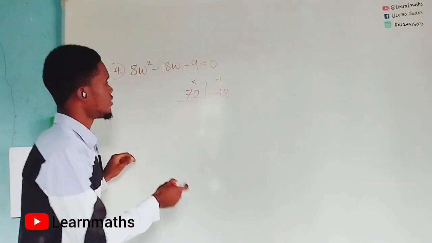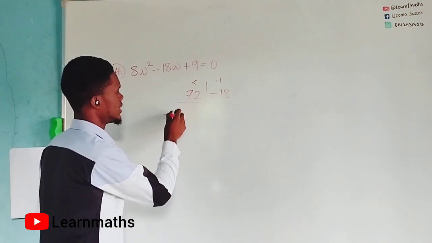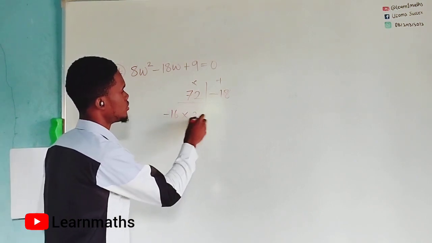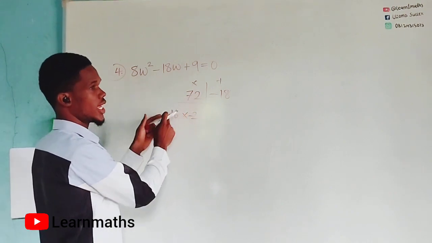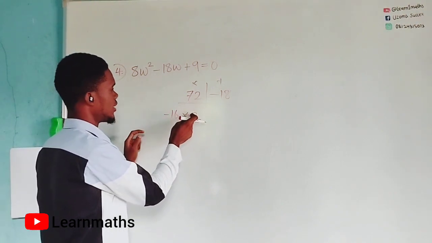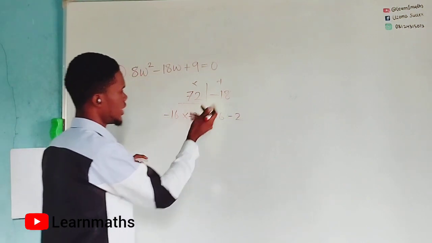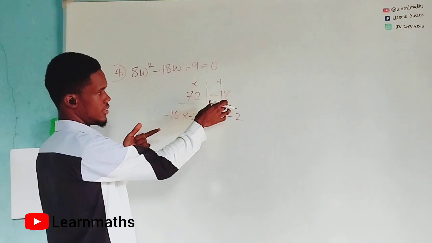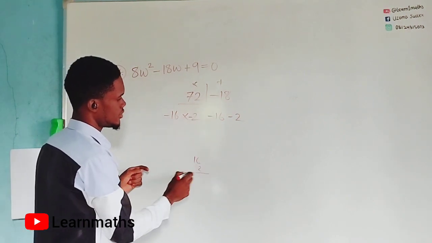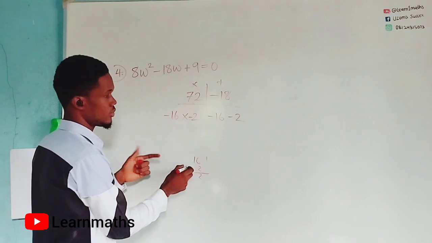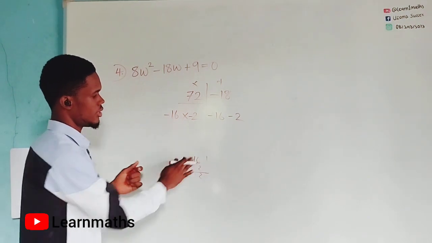Okay, so let's look for the two numbers. I think those two numbers are going to be minus 16 times minus 2, because this is positive. Negative times negative gives you a positive answer, right? Then minus 16 plus minus 2, minus 16 minus 2, that's 18, right? Then 6 times 2, that's 12. Okay, it did not go.